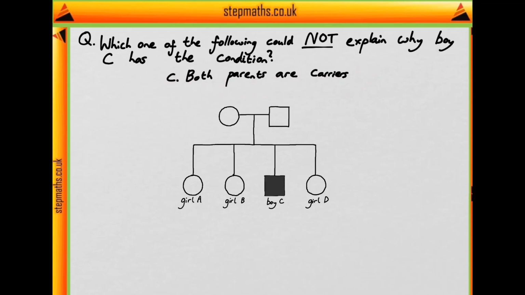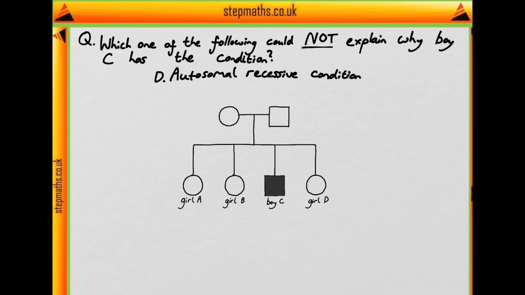So now the condition is no longer sex-linked. As the boy has the condition, this means the condition could be recessive, and so his genotype is homozygous recessive. This could come about by each of his parents being heterozygous for this gene, and so boy C has inherited a lowercase a from both parents to give him this genotype, which gives him the genetic condition. So D, autosomal recessive condition.